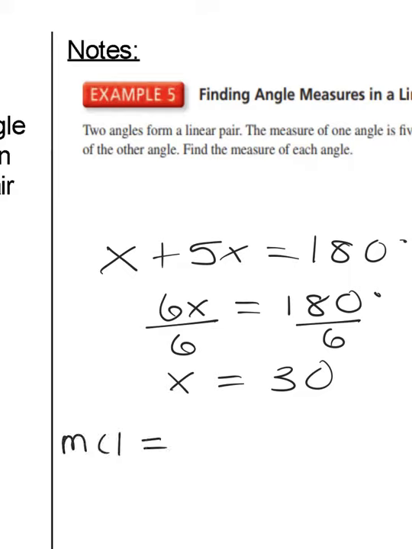The measure of angle 1. Remember, when I say I'm going to set it equal to something, I have to put the m in front for measure. The measure of angle 1 is 30 degrees. The measure of angle 2 is what? 150. Because they're a linear pair and one's 5 times the other. Questions? Okay.